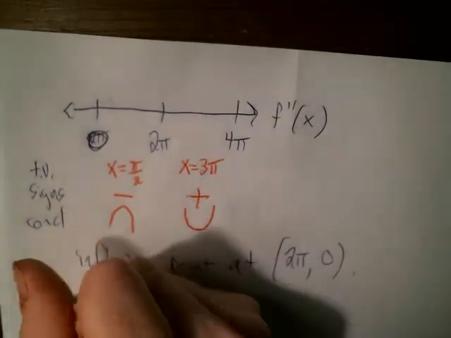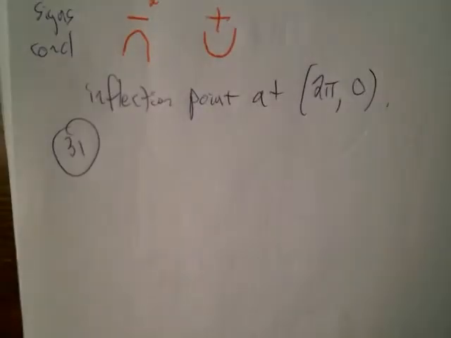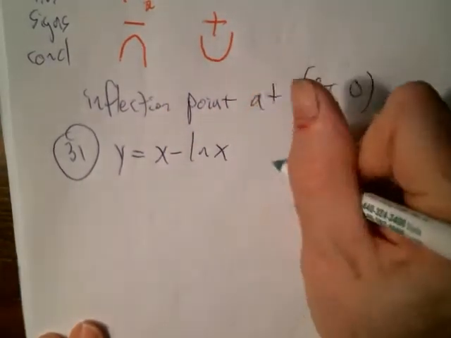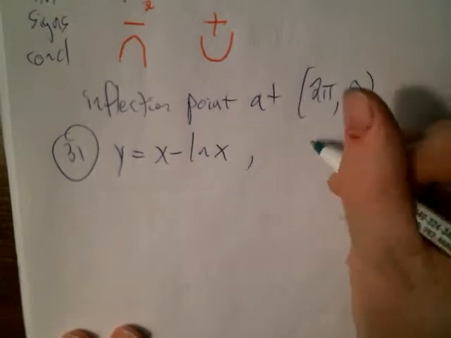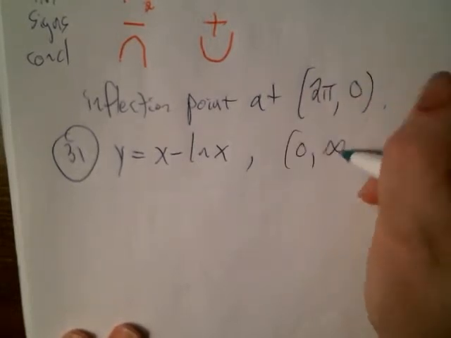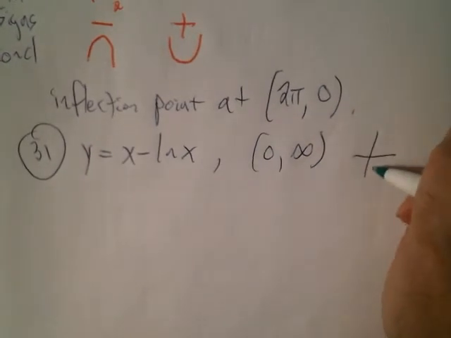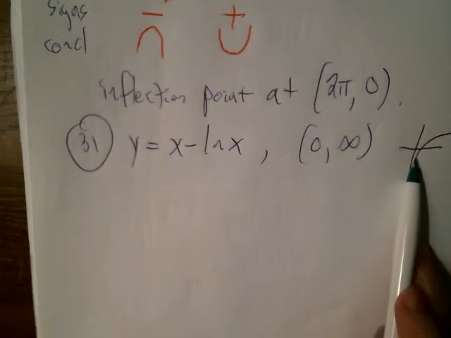Let's look at one more. So here's 31. We have y equals x minus ln of x. It has an implicitly defined domain from 0 to infinity because of the natural log. Remember, the natural log looks like this. So it's only defined from 0 to infinity.